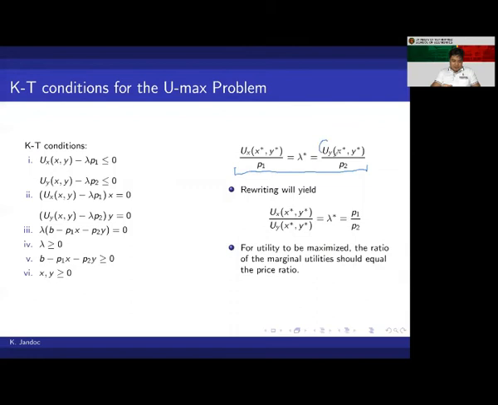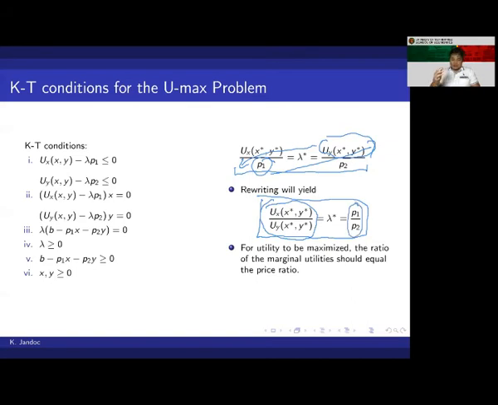So we can put uy here, and then p1 we could put in this numerator. So you end up with the expression ux over uy is equal to p1 over p2. So this is the ratio of the marginal utilities for good x and y. And this is the ratio of the prices of good x and y.